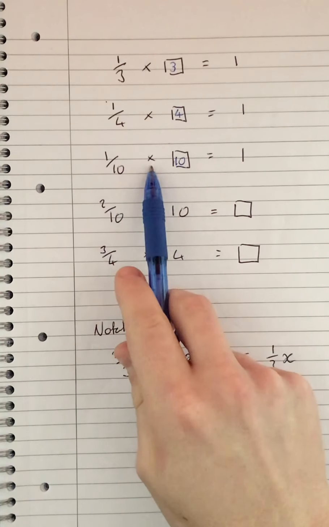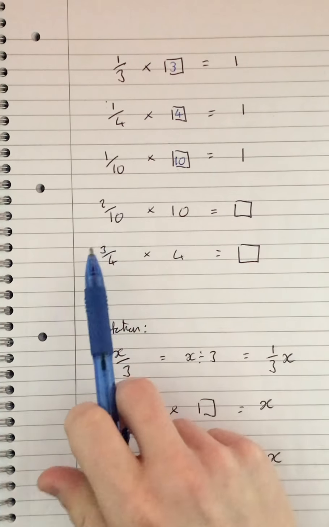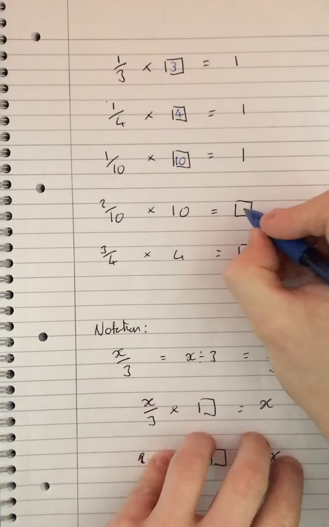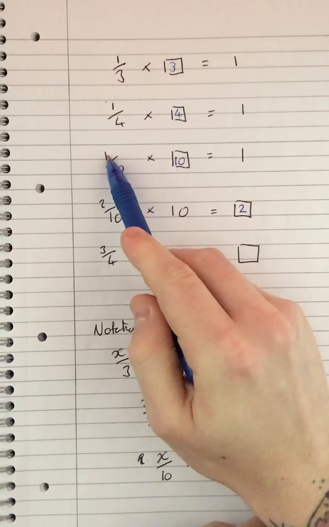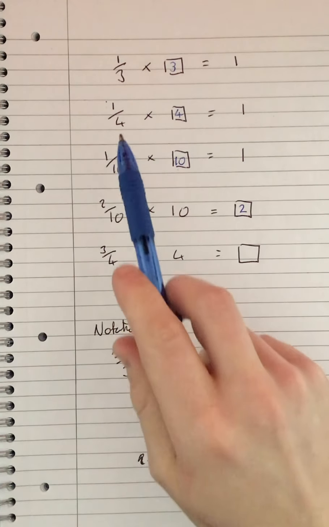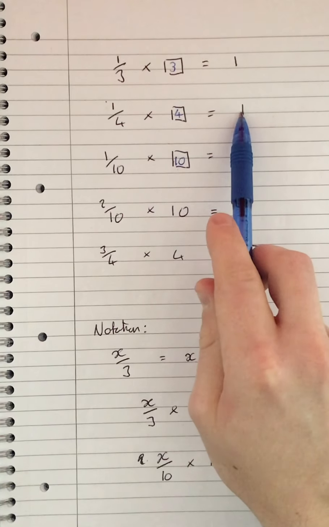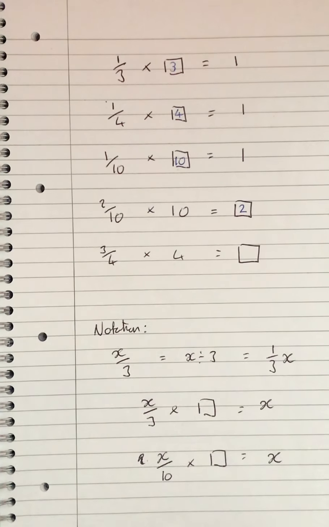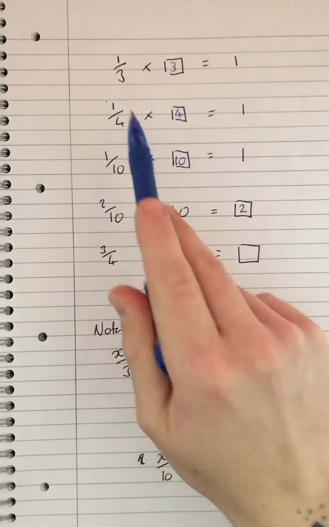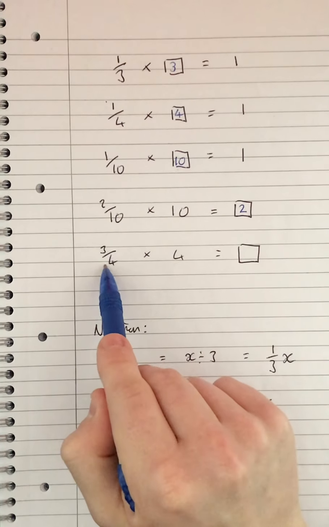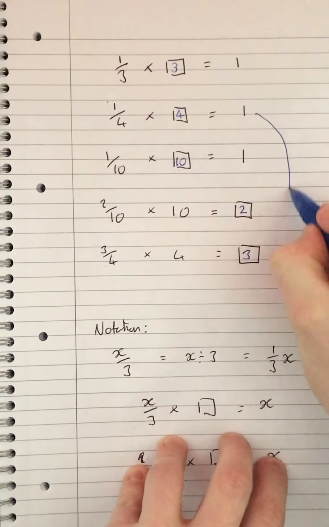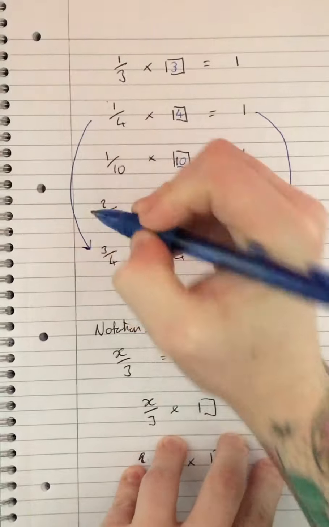If 1/10 times 10 gives us 1, what do you think that 2/10 times 10 might give us? So the answer, guys, is going to be 2. 1/10 times 10 is 1. 2/10 times 10 is 2. If we know that 1/4 times 4 is 1, 3/4 times 4 is going to be what? What do you think, guys? So hopefully we're seeing that 3/4 is 3 times as big. We're multiplying by the same number, so our answer is going to be 3 times as big. So we can use that calculation there to help us with this.